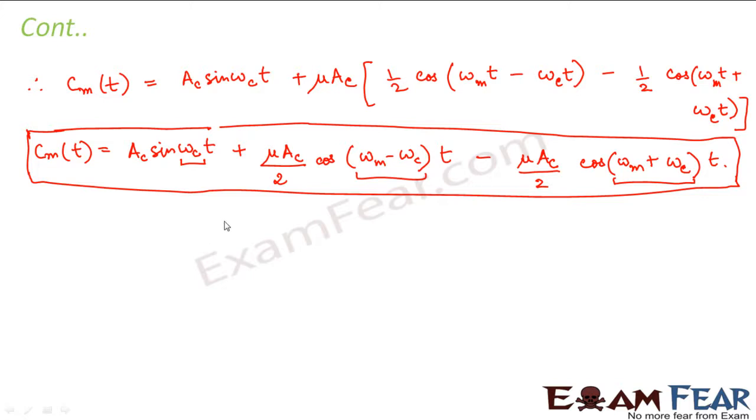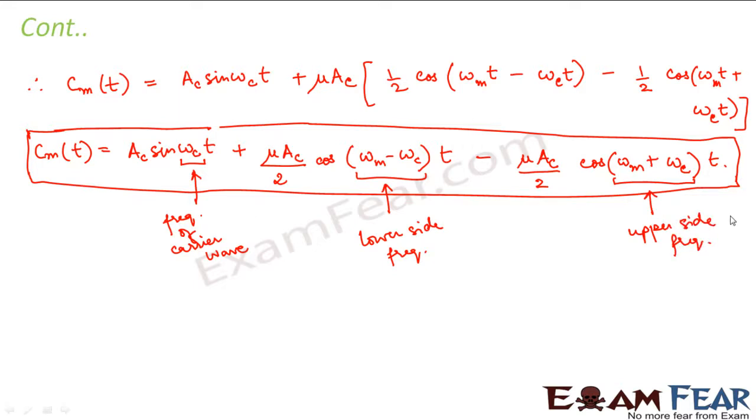Right? So if I try to plot it graphically, how do we denote it? This omega c is the frequency of the carrier wave. This one is known as the lower side frequency, and this one is known as the upper side frequency. So this wave is a combination of three waves. One is the carrier wave, which was the original wave. The other is the lower side frequency, where the frequency is a little lesser than the carrier wave. And the third is the upper side frequency, where the frequency is a little more than the carrier wave.